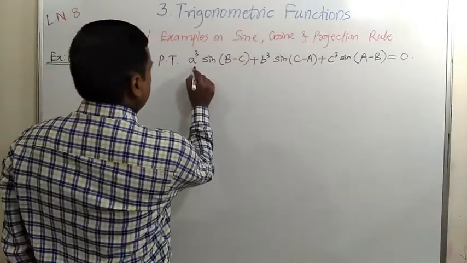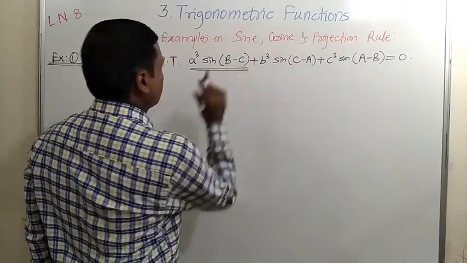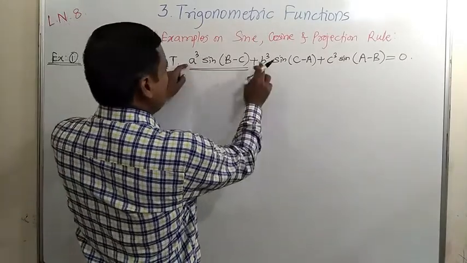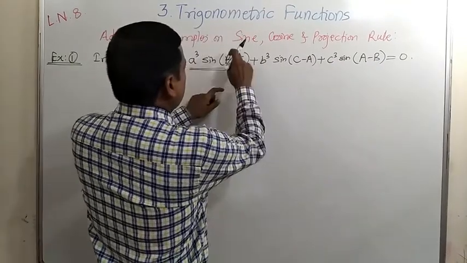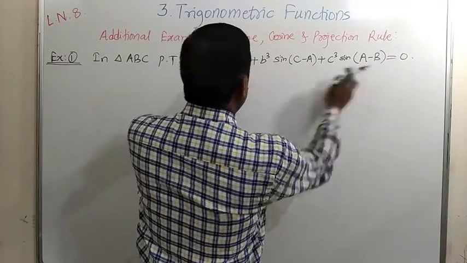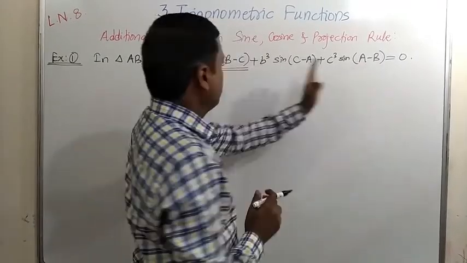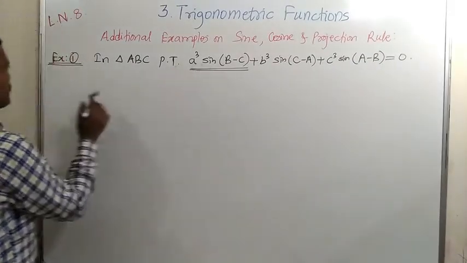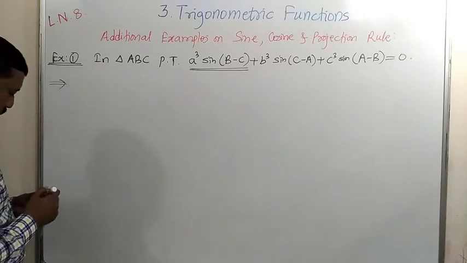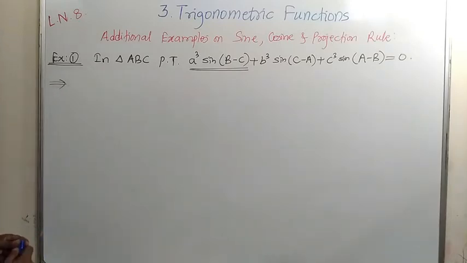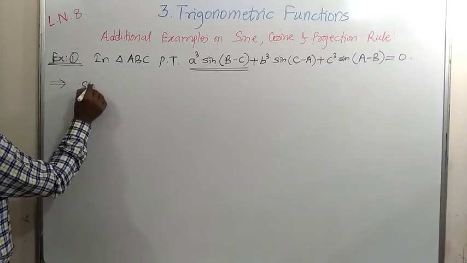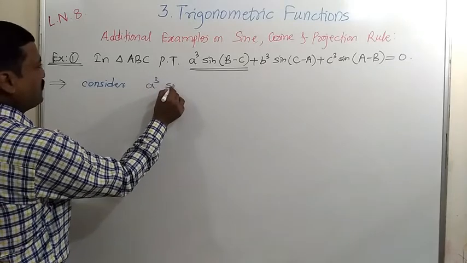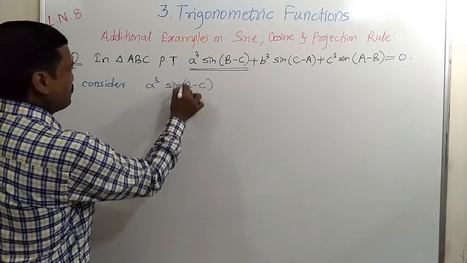We will simplify the first term only, because these terms are in cyclic order. A cube is changed by B cube, B cube is changed by C cube, again B, C, A and here C, A, B. So these three terms are in cyclic order. Therefore, we will consider this first term only in the solution part. Consider A cube sine of B minus C.